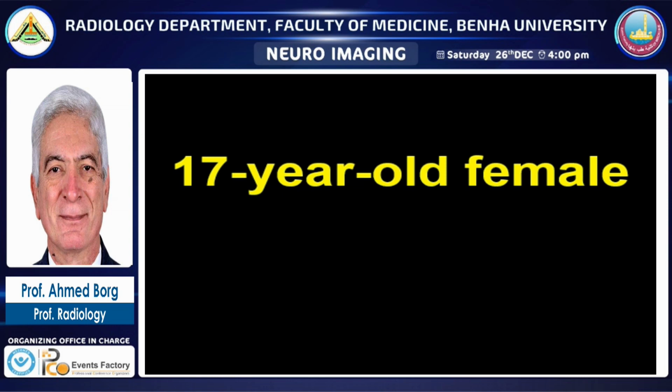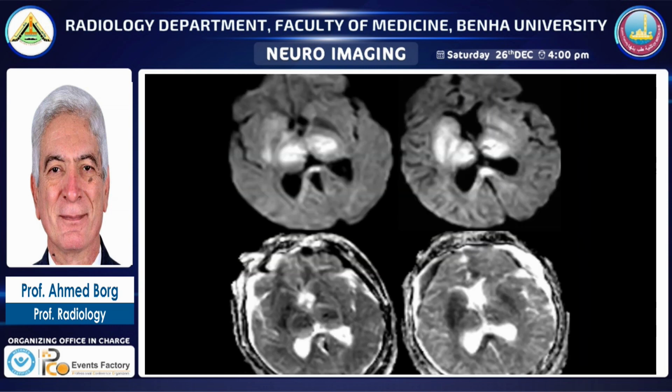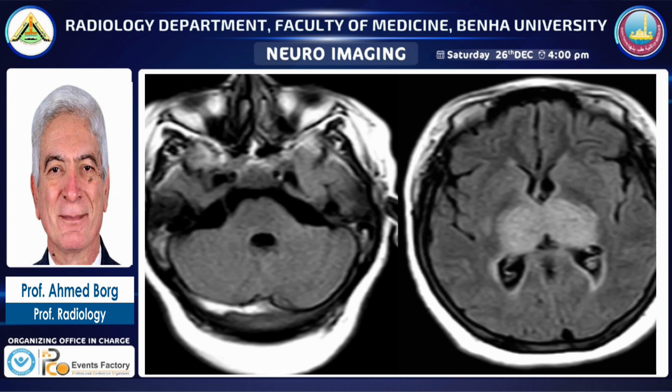17-year-old female. Now there is bilateral hyperintensity of the thalami on T2 weighted image. On diffusion weighted image and ADC map, on diffusion there's hyperintense signal in the thalami and basal ganglia, and on T2 weighted image the signal has changed to hypointense in both thalami. Now, on FLAIR image, the same hyperintense signal.